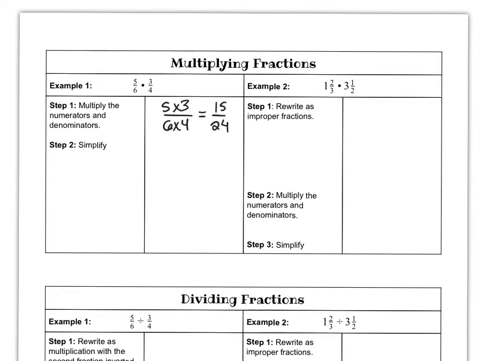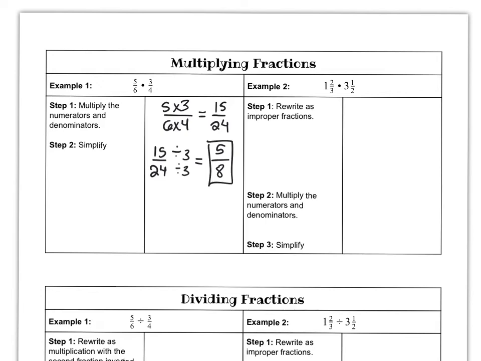Now let's think about whether or not this is simplified. To be simplified means that there are no common factors other than 1 in the numerator and the denominator. In this case, both 15 and 24 are divisible by 3. So let's divide our numerator and our denominator by 3, which gives us 5/8. And 5/8 is simplified because the only common factor of 5 and 8 is 1.